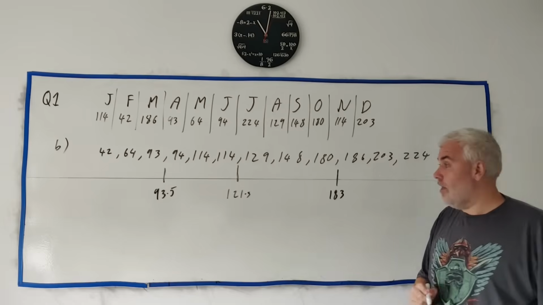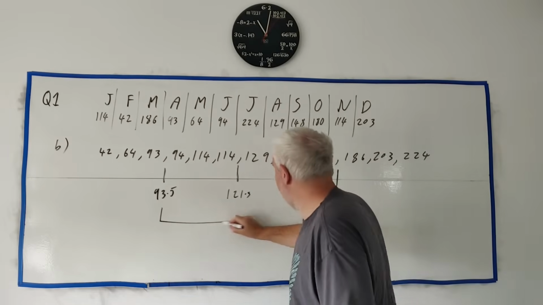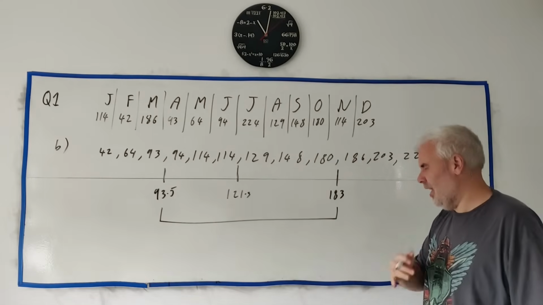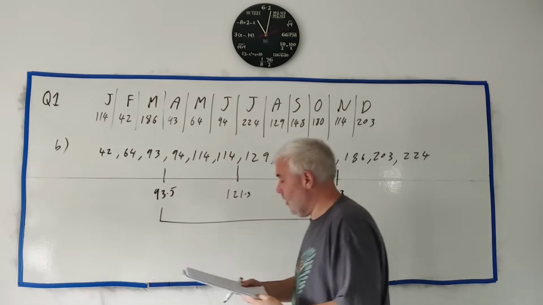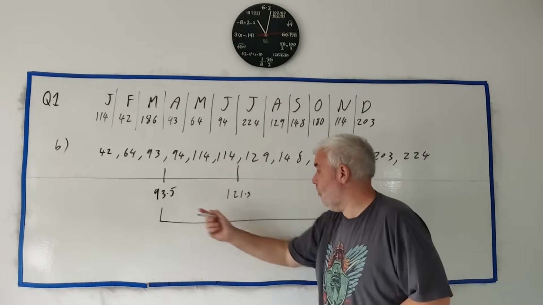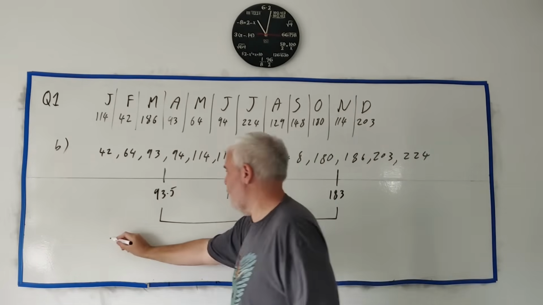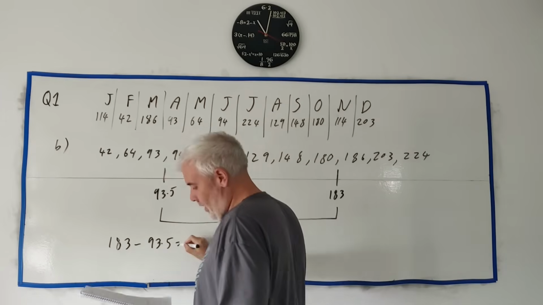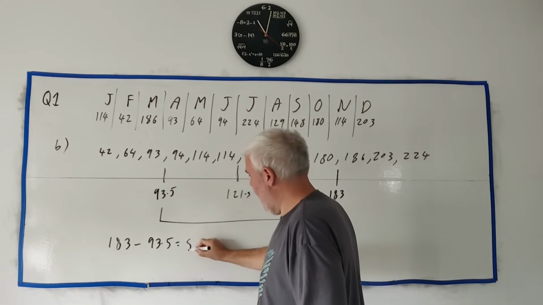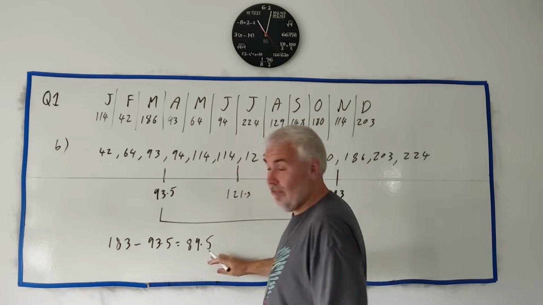They asked for the interquartile range. The range is how far from there to there. Well, actually, there are 2 ways to write it. I'll just tell you how far it is, how far from this number to this number. This minus, let me write that down, 183 minus 93.5 is equal to 89.5. That's the answer there.